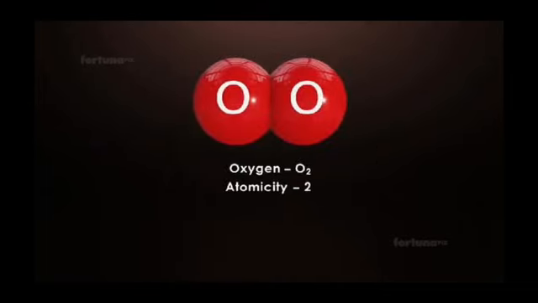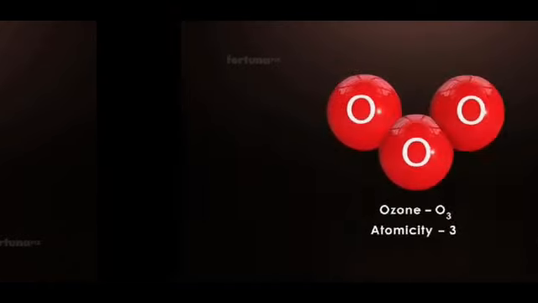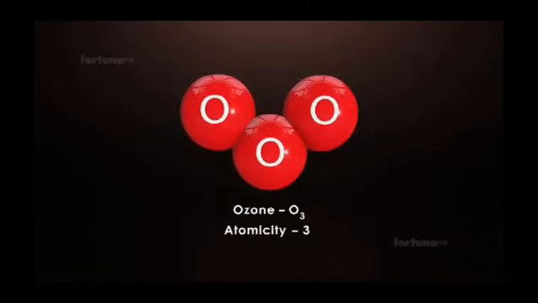The second example is oxygen molecule. What's the atomicity of oxygen molecule, O2? Yes, it's 2 because it contains 2 oxygen atoms. The third example is ozone molecule. What's the atomicity of ozone molecule, O3? It's 3 because it contains 3 oxygen atoms.